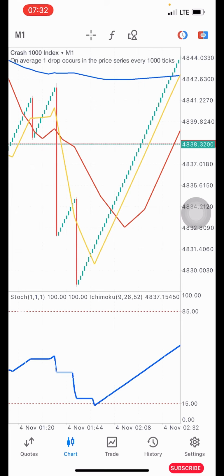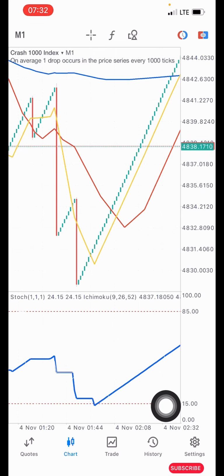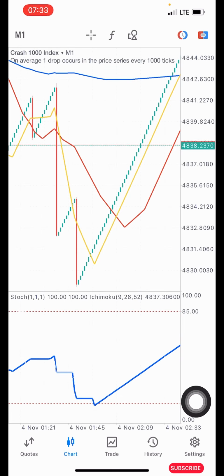Okay, so these are the conditions in order to make money or trade with this strategy profitably. First of all, the most important thing is that you want to see this Ichimoku blue line touch the oversold level. This 15 level, this blue line needs to be touching this red line at the oversold level. Once you see that, that's one condition being met. It means that you are ready and set to go into the market.